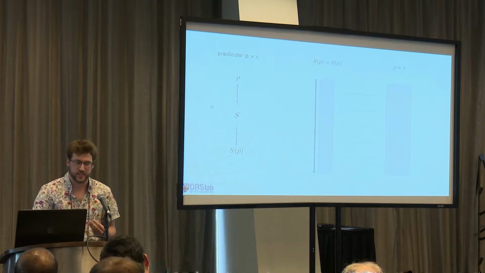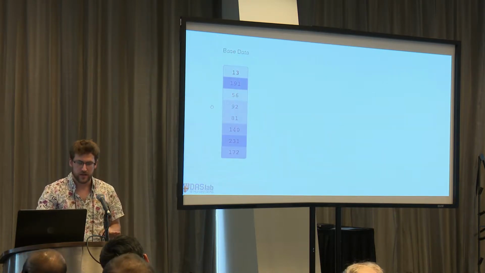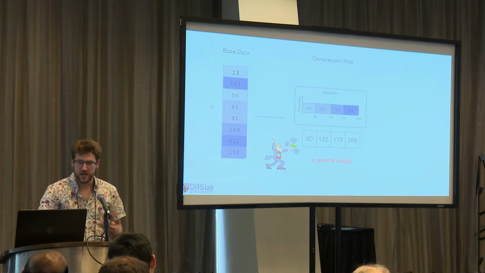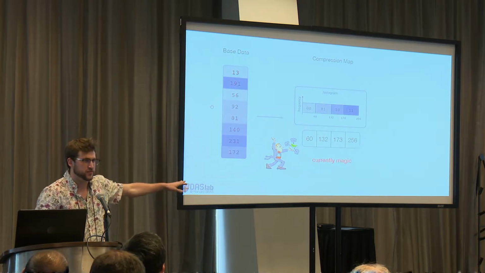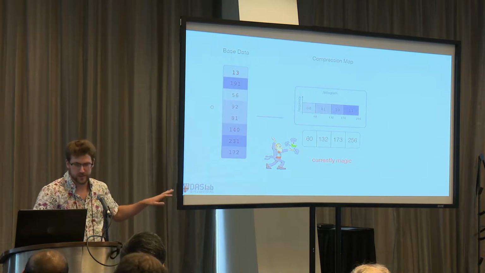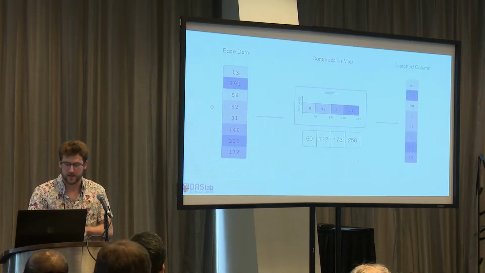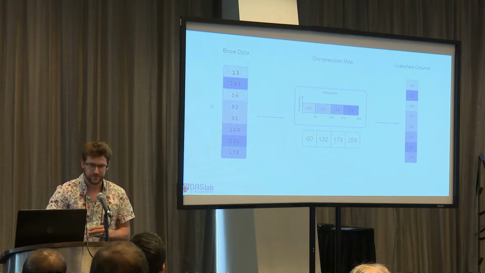So let's look at a more detailed example. Here's our base data on the left. In the middle is our compression map. I currently want you to take this function as just appearing from nowhere. I'll tell you how to build them in a little bit. And then on the right is our sketch column.